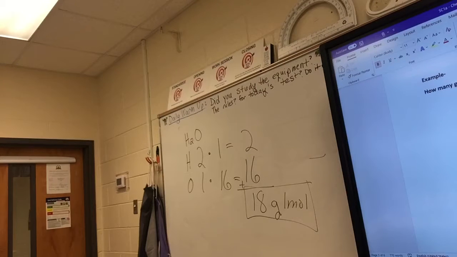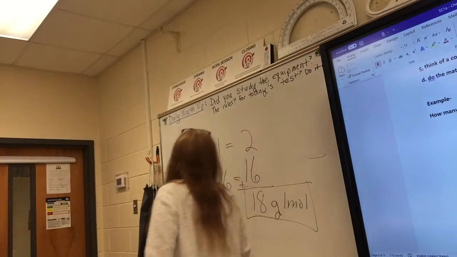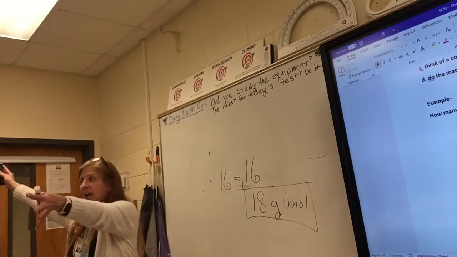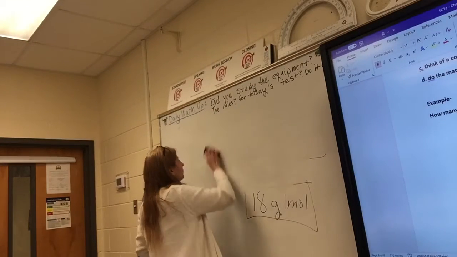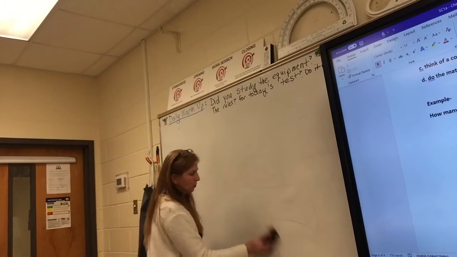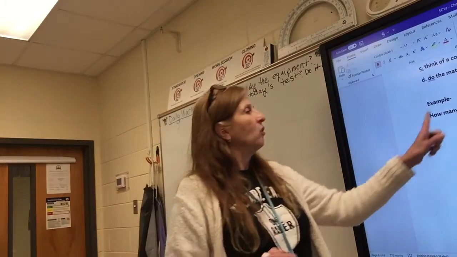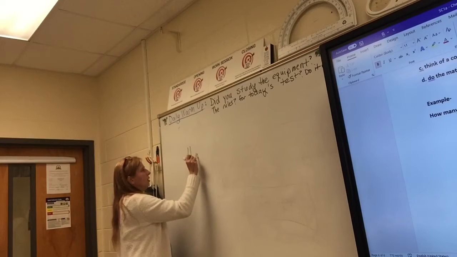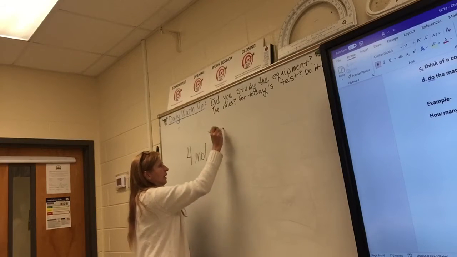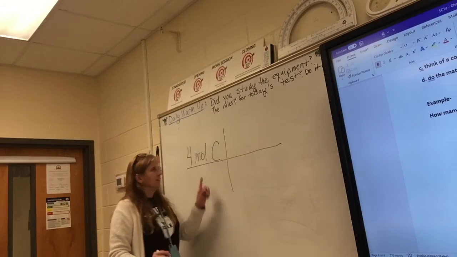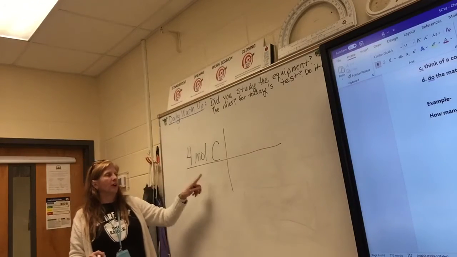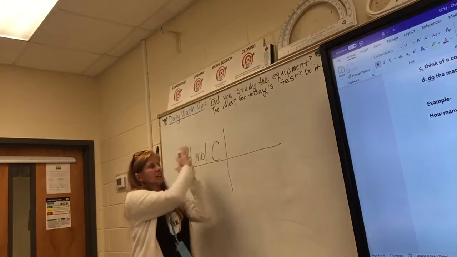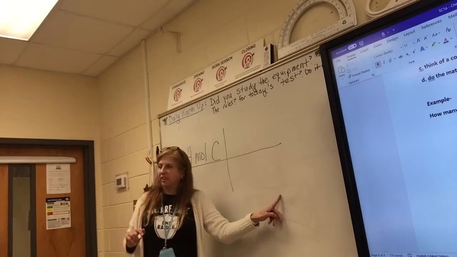Okay, here's our example problem. I'm going to erase this one, and I'll show you how to do it. Okay, so step 1, we write what we know. Y'all need to work on that. We're going to write what we know, and what we know is 4 moles of carbon. So I write 4 moles of carbon in the numerator. This is a fraction bar, this is the numerator, this is the denominator.